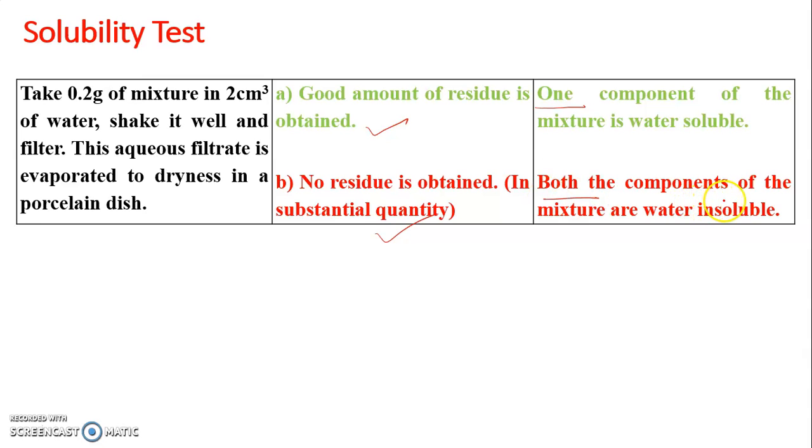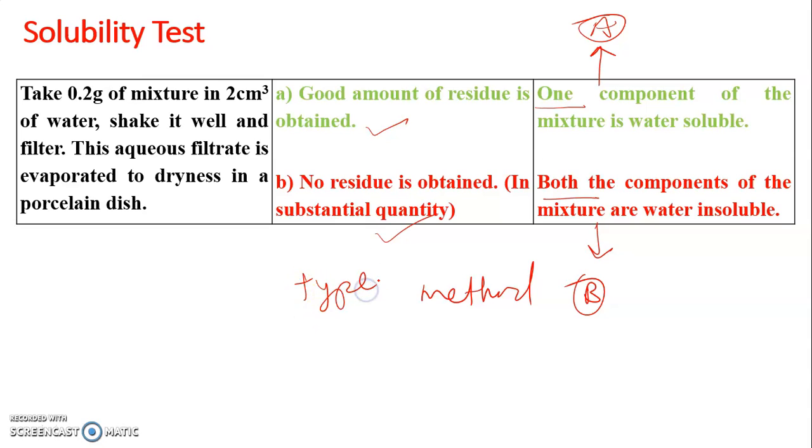Both the components of the mixture are water insoluble, or one of the components of the mixture is water soluble, and accordingly we will apply a chemical type determination method. For one case, it will be method A for the chemical type determination. And if both the components are water insoluble, then the type determination method will be B.